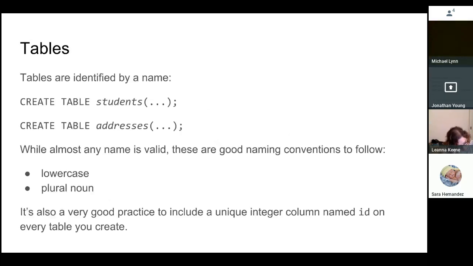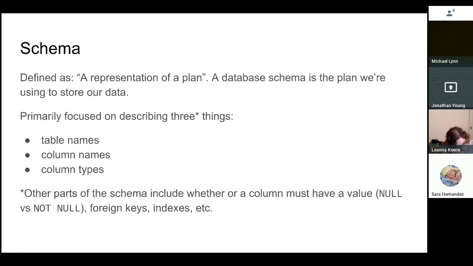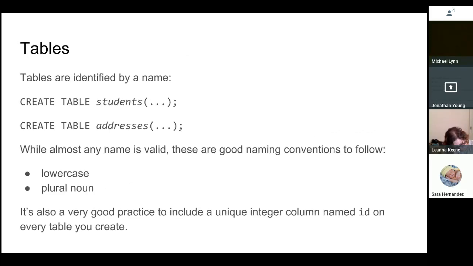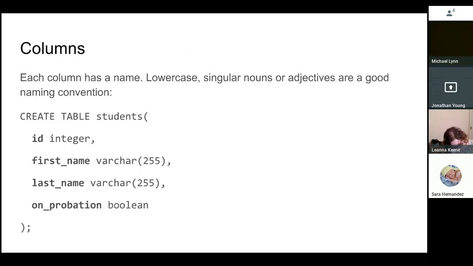Now we were talking about schemas. A schema is like the overall design of your database. Inside of a schema, you have many different tables. And then inside those tables, you have columns. And every single column has a name. Generally speaking, you want them to be lowercase singular nouns. So it's a lot of small little minute details you have to memorize. So tables are plural, columns are singular, because you're talking about one person's first name or last name or on probation.